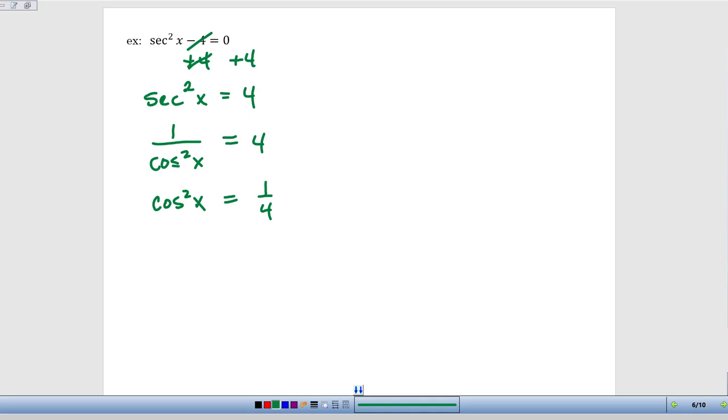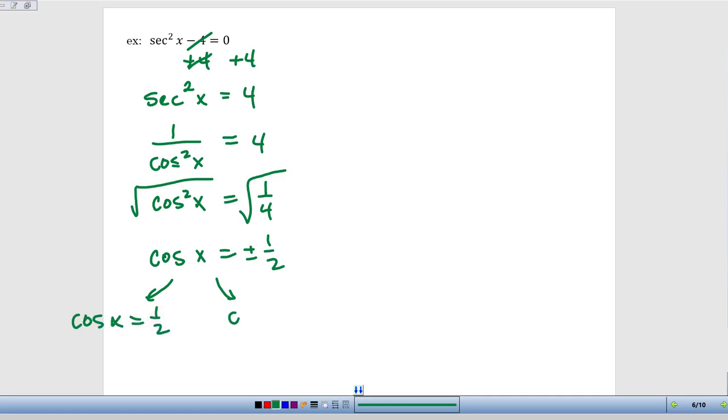And now at this point, I need to get it down to cosine instead of cosine squared, so I can use my arc cosine. So that means I'm going to need to take the square root of both sides. When I take the square root of both sides, as we know in other contexts, we need to include a plus or minus in front of one of the two sides of our equation. So I'm going to throw that plus or minus in front of the 1/2. And so really what this means is we have two separate equations that we're now going to be solving. I'm going to split this up into cosine of x equals 1/2 and cosine of x equals negative 1/2.